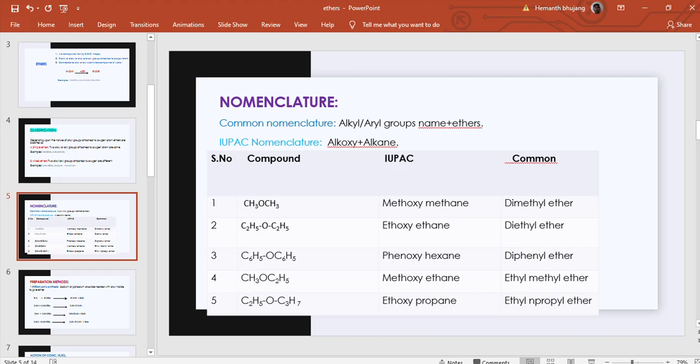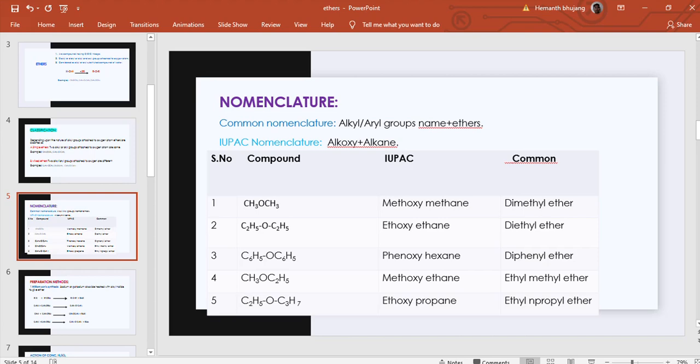Now we have one more example, that is CH3O C2H5. There is a difference between the above three examples and this one. What is the difference? Here the two alkyl groups attached to the oxygen are different. Now when they are different, how do we name this? Here we have to name this as methoxyethane.